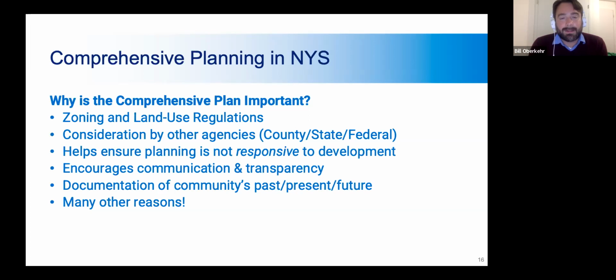Finally, it's a documentation of the community's past, present, and future. It's a very important and living testament to what makes this community. As we'll see, comprehensive plans ought to be revisited at regular intervals and updated.